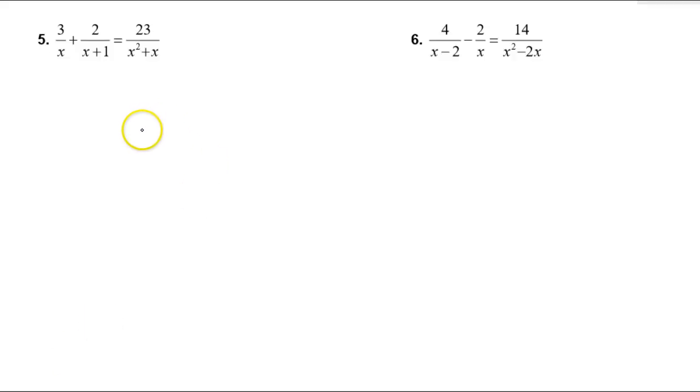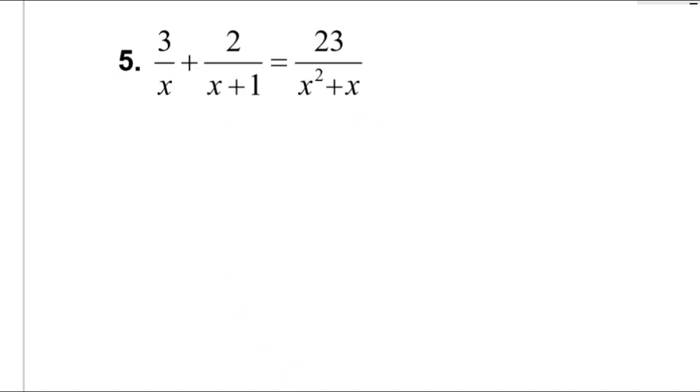In this video, I will continue to demonstrate how we solve rational equations such as these. I'm going to go ahead and spread problem number 5 out a little bit. So I have 3 over x. All right, let me give this problem a little bit more space. And I have 2 over x plus 1.